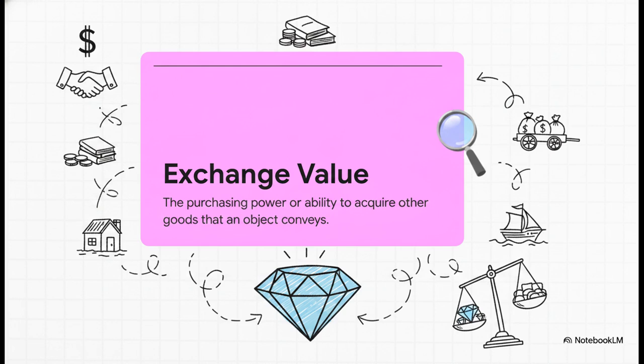Exchange value is all about purchasing power. It's your ability to trade an object in the market to acquire massive quantities of other things. A diamond doesn't have much practical use, sure, but it gives you immense power to buy other goods. So our paradox is really this huge clash between a good's life-saving use value and its wealth-generating exchange value.